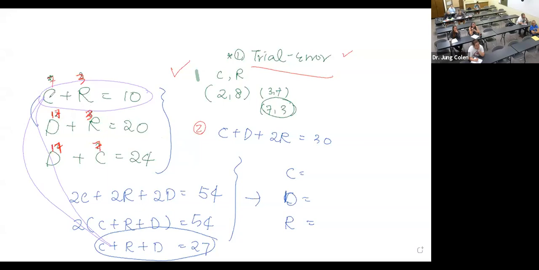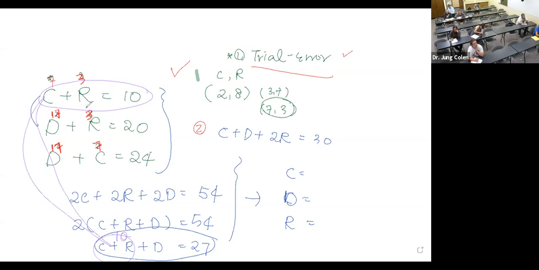We know cat and rabbit's weight together is 10. So cat and rabbit together is 10. So 10 plus dog's weight is 27. Then what's the dog's weight? 17. Using this and the second sentence here, D and R, what can we find?